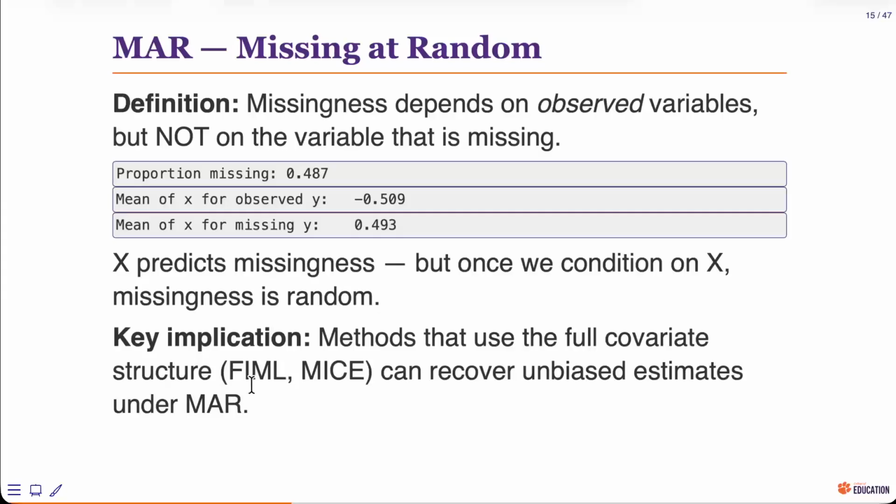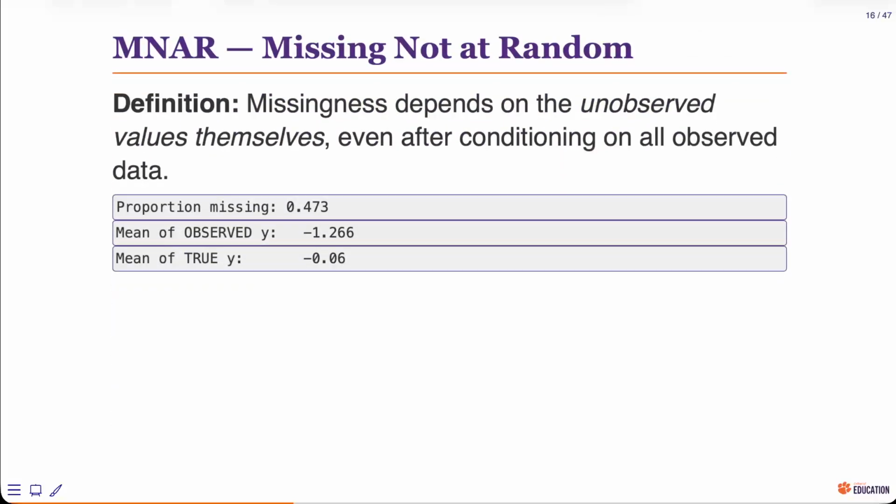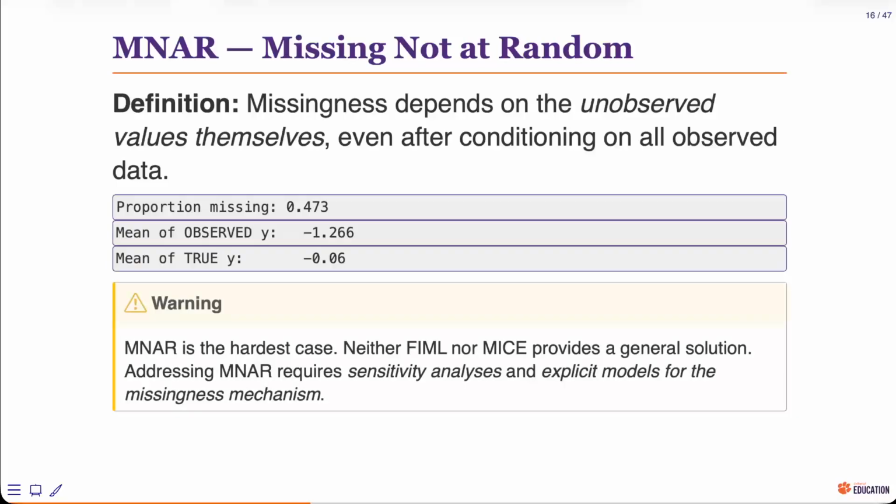And the key implication here is that methods that use the full covariate structures, such as FIML, full information maximum likelihood, or MICE, multiple imputation by chained equations, can recover unbiased estimates under missing at random assumptions. So if your data are missing at random, using one of these methods will make sure that you get a more accurate result. Now, missing not at random, this is where the missingness depends on the unobserved values themselves, even after conditioning on all observed data.